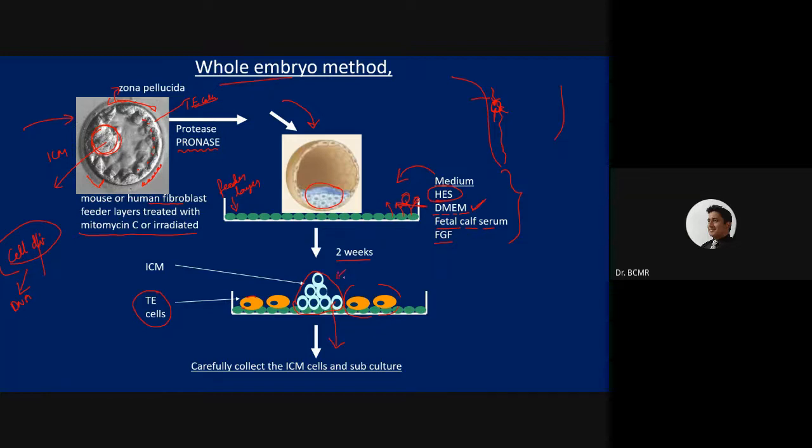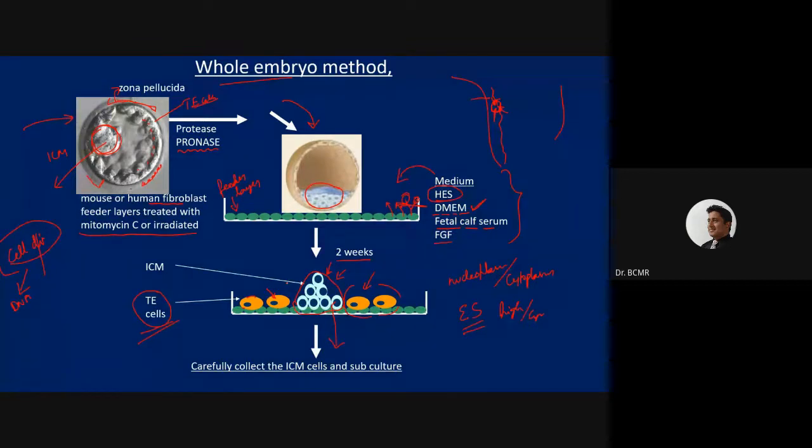So how to identify these two is that there is a difference between them. I discussed this before: nucleoplasm to cytoplasm ratio. The embryonic stem cells or the pluripotent stem cells usually have a high nucleoplasm to cytoplasm ratio, whereas the trophoectodermal cells represented here have a low nucleoplasm to cytoplasm ratio. That means the ICM cells have less cytoplasm and trophoectodermal cells have large cytoplasm.